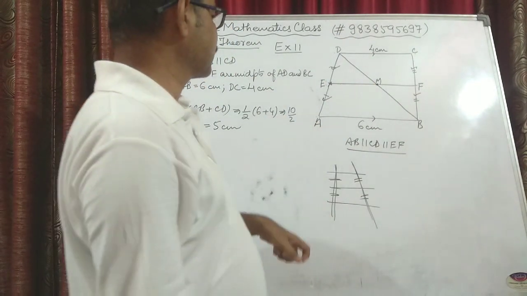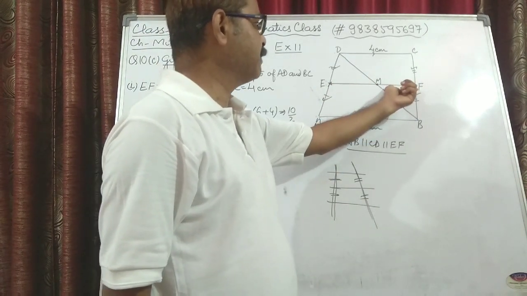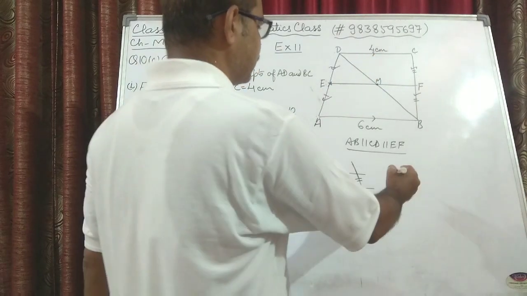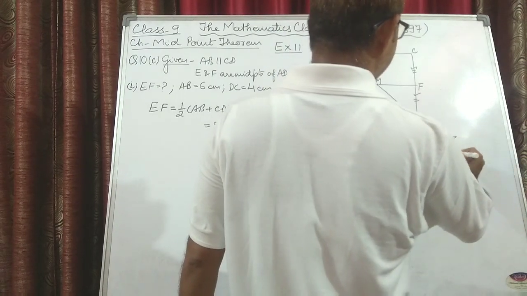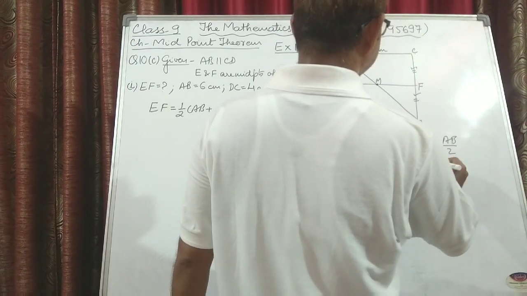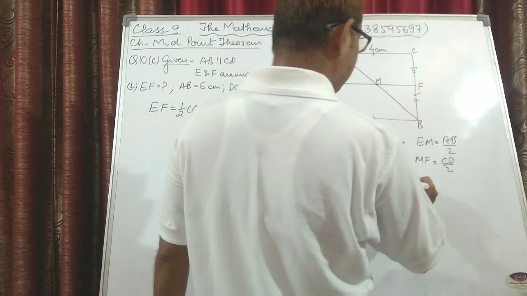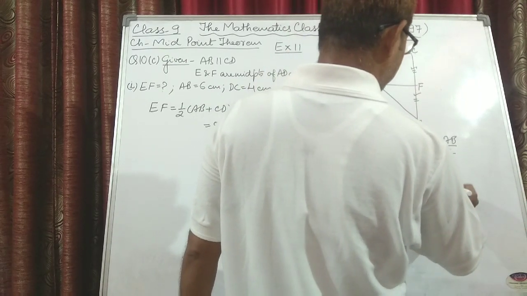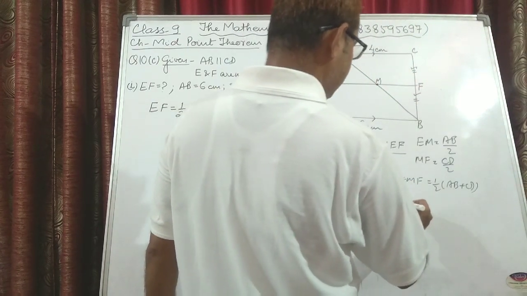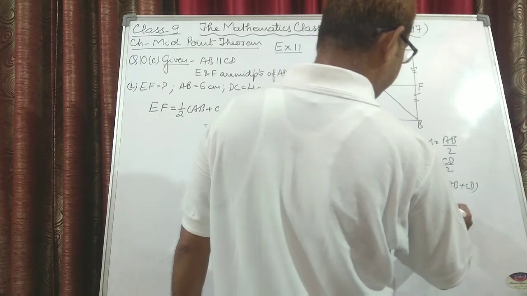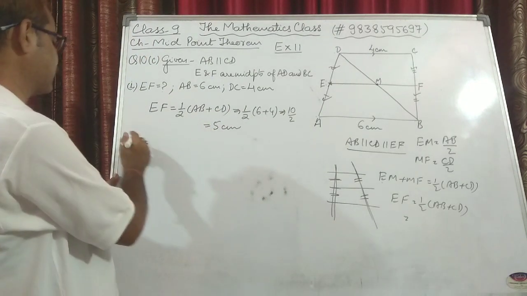When these three lines are parallel, then EM will be half of AB and MF will be half of CD. Now when you add EM plus MF, you will take 1 upon 2 common, AB plus CD, and EM plus MF is EF, which is equal to half of AB plus CD. Now we have substituted the value, so it is 5 centimeters.